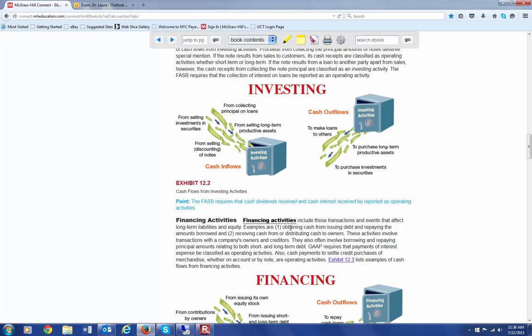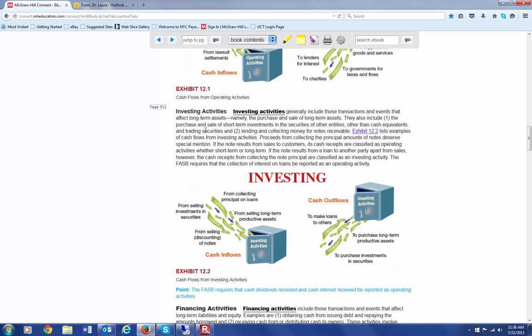So an example would be if you're obtaining cash by issuing notes and then you have to repay that amount that's borrowed. Or if you're getting cash from the owners or distributing cash in dividends to the owners. These are considered financing activities, not investing activities.